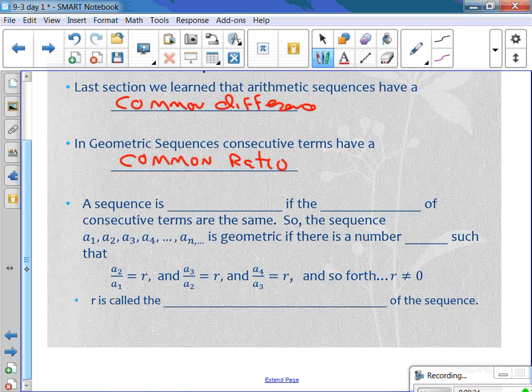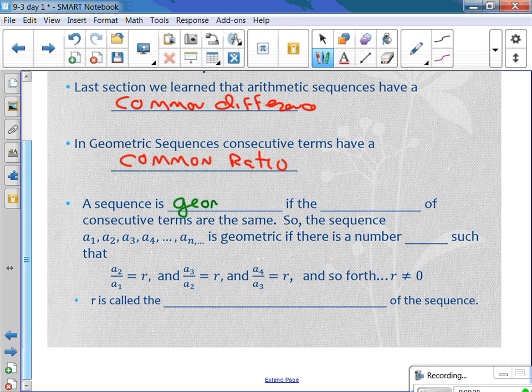So we say that a sequence is geometric if the ratio of the consecutive terms are all the same. So if I do my A2 divided by A1, A3 divided by A2, AN divided by my AN minus 1. If we keep on doing that, and we get that common ratio R, we know we have a geometric series.